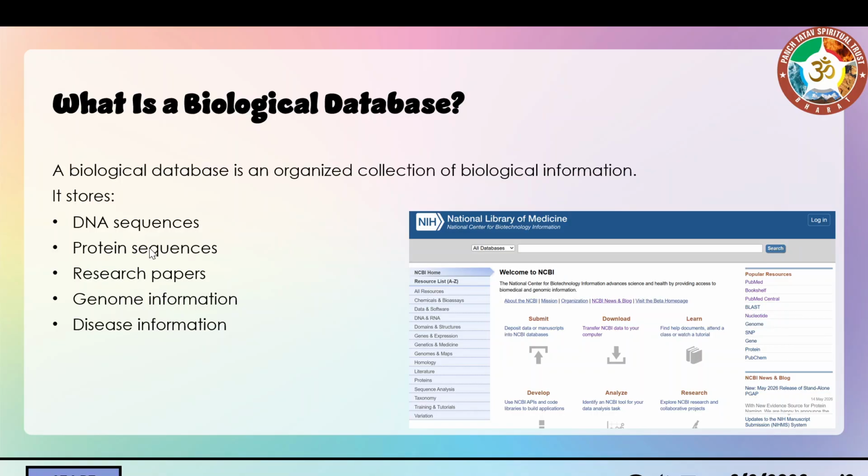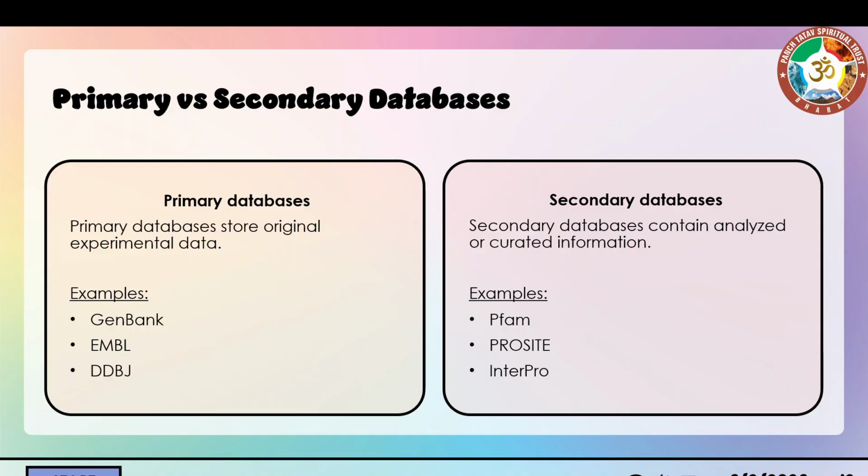It can store protein and RNA sequences, structures, research papers, genome information, or any other research information. So all of the information which is biological information is stored in biological databases. Without these databases, scientists would have no efficient way to store biological information. Databases are majorly divided into two categories. First is primary database and second is secondary database.